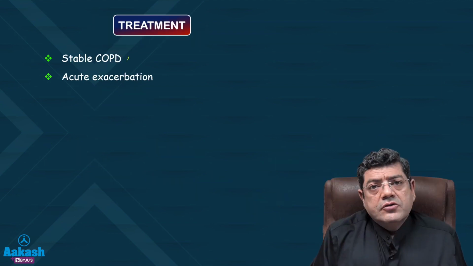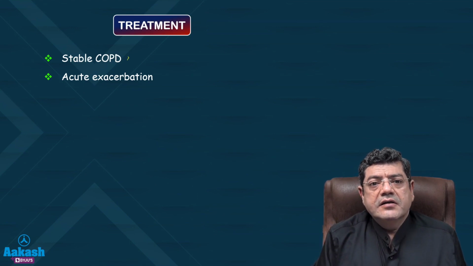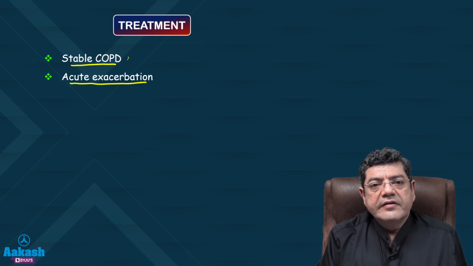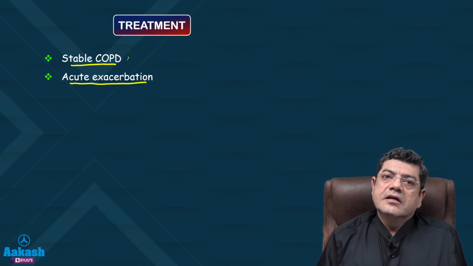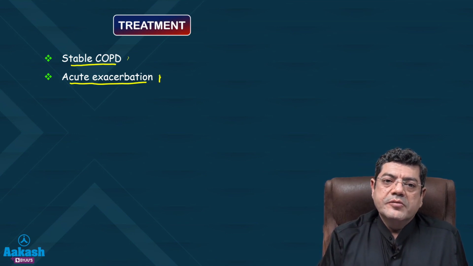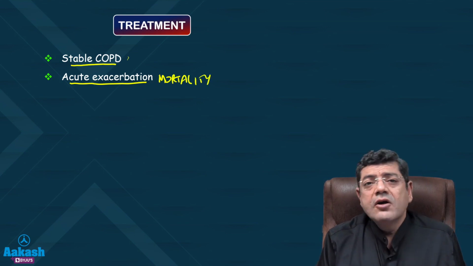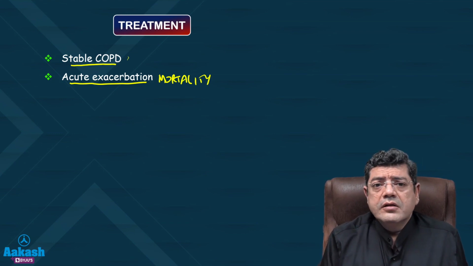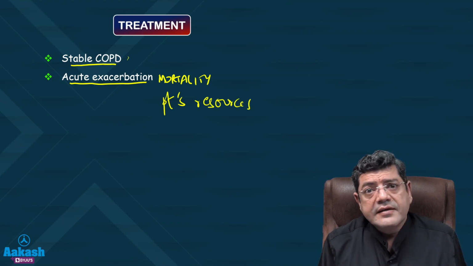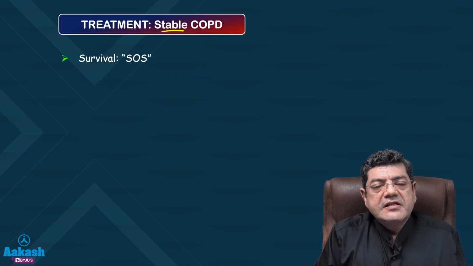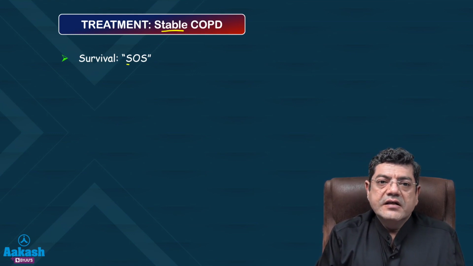So, now we go to treatment, and as I have already described, treatment is divided into whether you're looking after a stable patient or you're dealing with an acute exacerbation. The exacerbations are important because of the implied high mortality rate, besides also being a load on the patient's resources and the country's healthcare resources. For stable COPD now, let's discuss that first. There are only 3 measures that improve survival. I have said that earlier.